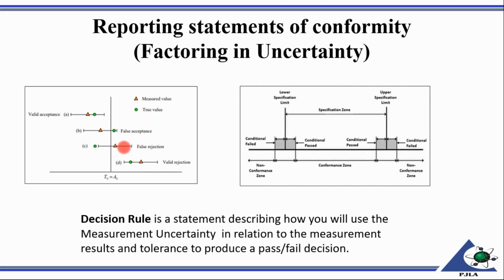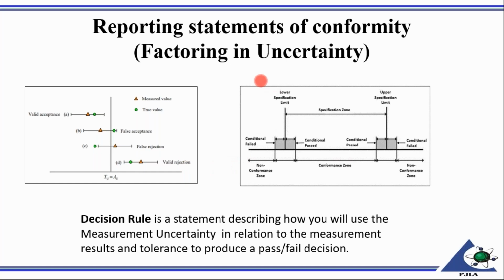C here is a false rejection, the opposite of that false acceptance. The measured value is showing that it is past that point. It's reading 11.5, right? So it is well past that, but the true value is on the other side of that line. So it would actually be passing, but you wouldn't be able to tell that because you can't tell what the true value is. That's why we're doing the calibrations. And then D is just a straight failure, just like the valid acceptance one is. It's a valid rejection, right?